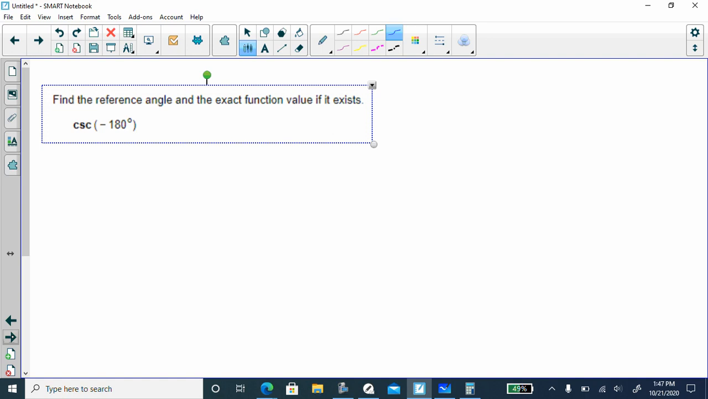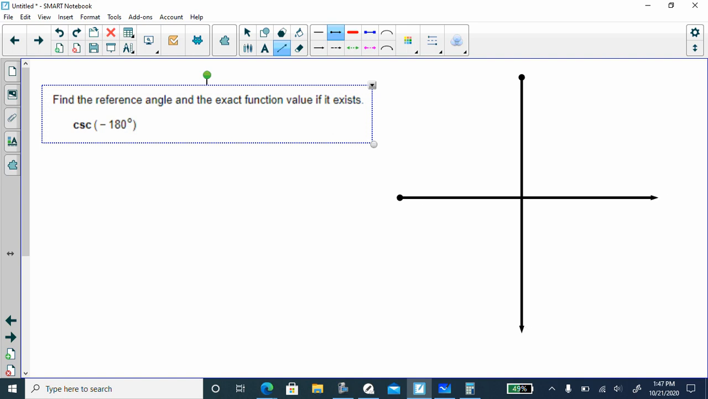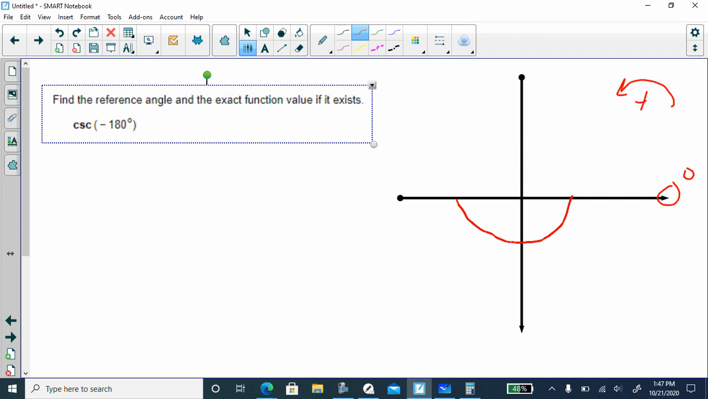Okay, now they ask us for cosecant of negative 180. So let's draw a grid. So if this is our initial side and counterclockwise is positive, then negative 180 would be here. That's rotated in the negative direction 180 degrees.